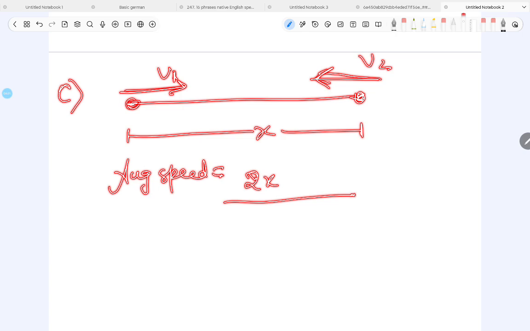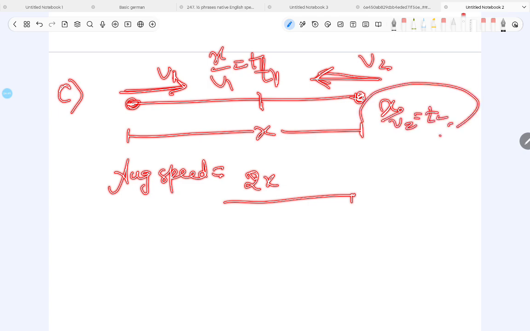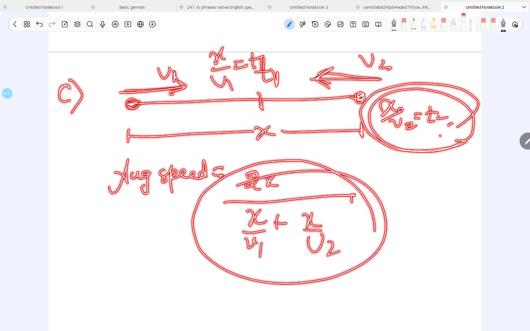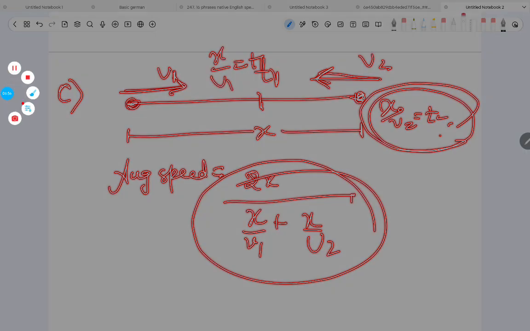How are you going to find the time? This will be your t1, because x by v1 equals t1, and then x by v2 is going to be t2. So you have the time. Now you can just put x by v1 plus x by v2 and then take the LCM. This is how you do these types of questions.